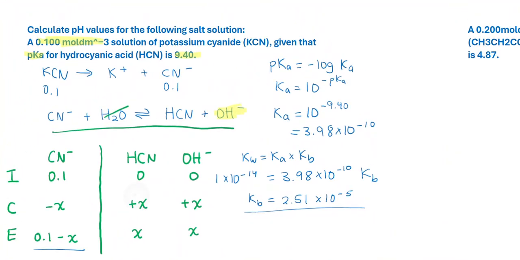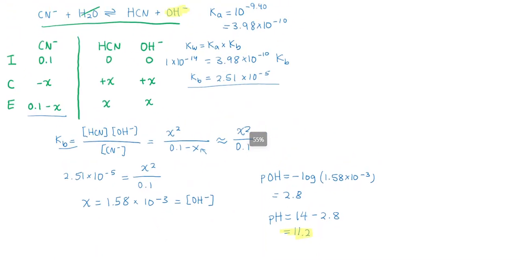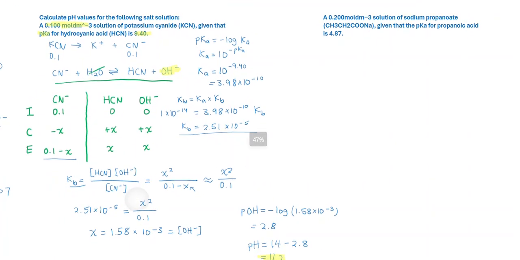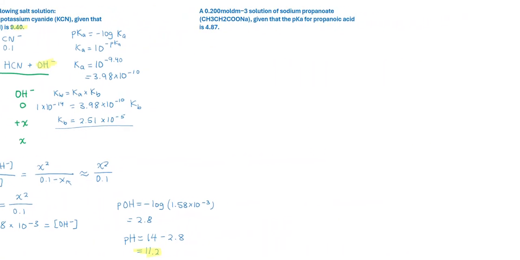And then our question asks for the pH. So we just need to do 14 minus 2.8, which should give us 11.2. And that's the final answer. So there we go. Most questions will pretty much follow this exact same format. Let's do another one.